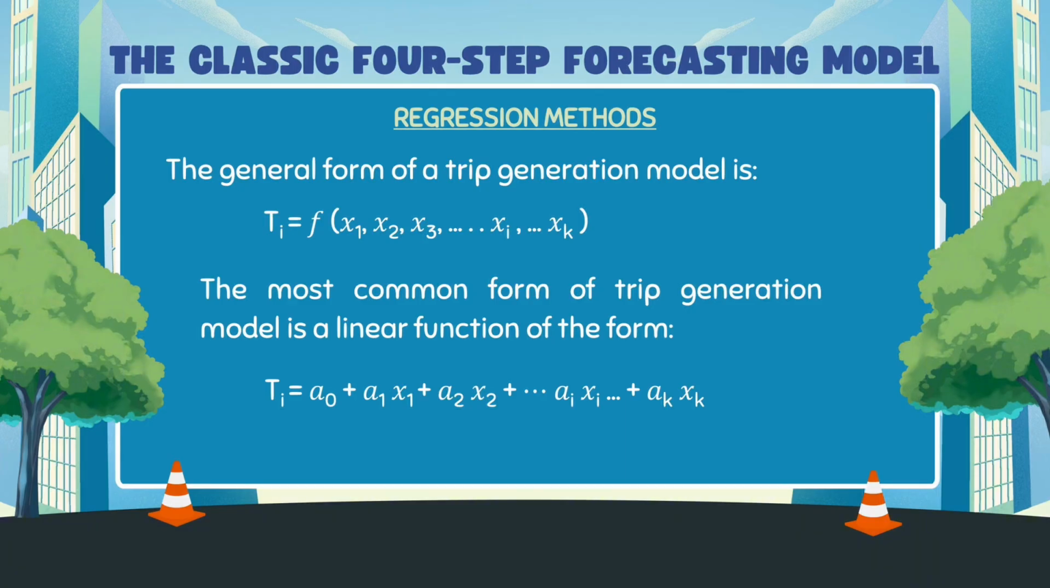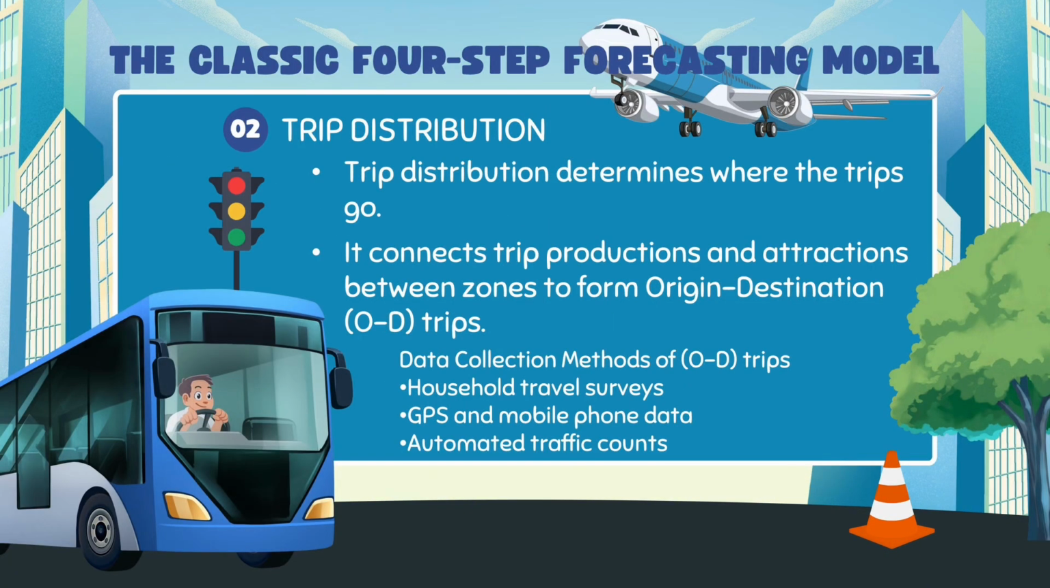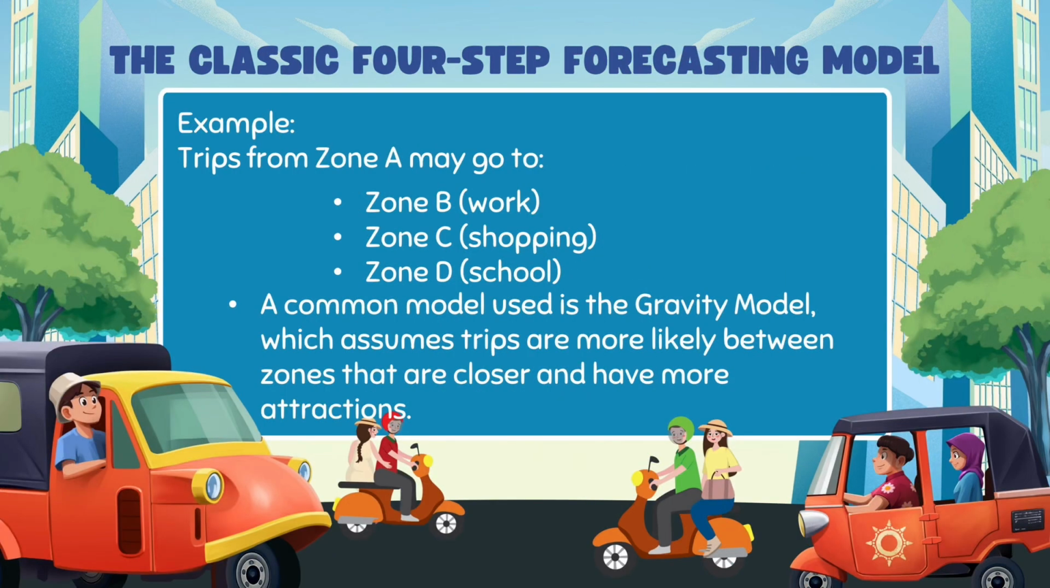each factor affects trips. So trip distribution determines where the trips go, and it connects trip productions and attractions between zones to form O-D trips, or the origin-destination trips. Data collection methods for origin-to-destination trips are household travel surveys, GPS and mobile phone data, and automated traffic counts. For example, trips from zone A may go to zone B for work, zone C for shopping, or zone D for school.